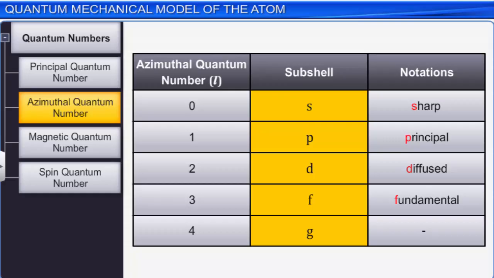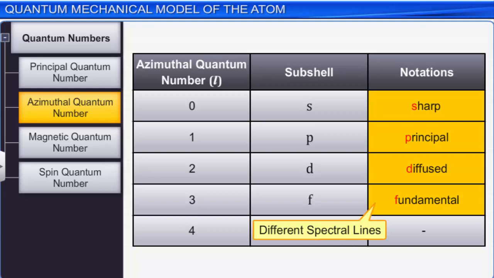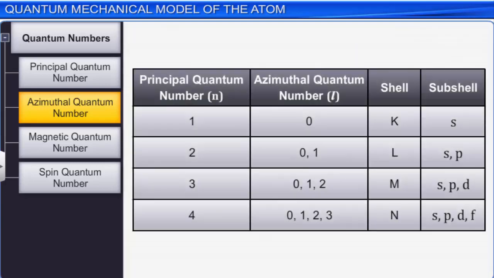Subshells corresponding to different values of L, that is, 0, 1, 2, 3, 4, are represented by the symbols s, p, d, f, g, and so on. The first four notations are the initial letters of the words sharp, principal, diffused, and fundamental, the words formerly used to describe different spectral lines. Thus, the subshell in the K shell for n is equal to 1 is s. In the L shell with n is equal to 2 are s, p. In the M shell for n is equal to 3 are s, p, d. In the N shell for n is equal to 4 are s, p, d, f, and so on.